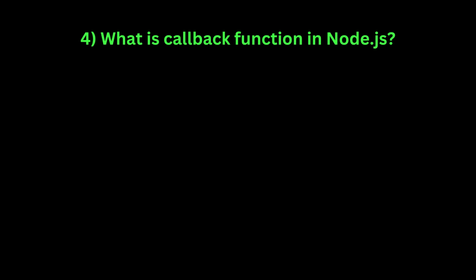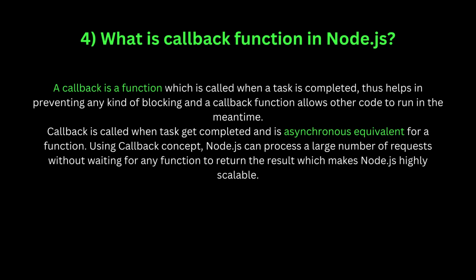Question 4. What is a callback function in Node.js? A callback is a function which is called when a task is completed, thus helping in preventing any kind of blocking, and a callback function allows other code to run in the meantime. A callback is called when tasks get completed, and is the asynchronous equivalent of a function. Using the callback concept, Node.js can process a large number of requests without waiting for any function to return the result, which makes Node.js highly scalable.